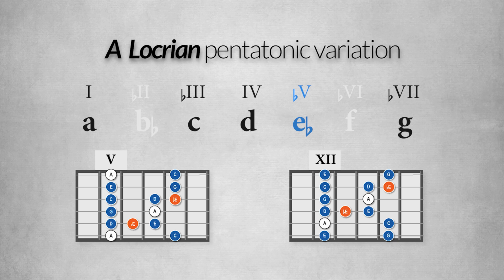But wait, if we do so, we'll end up with a pentatonic scale with a perfect 5th and the diminished 5th. And that scale we know as the blues scale, the minor pentatonic scale with the blue note, which is the diminished 5th.